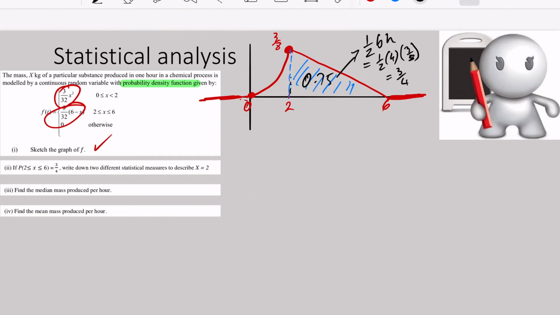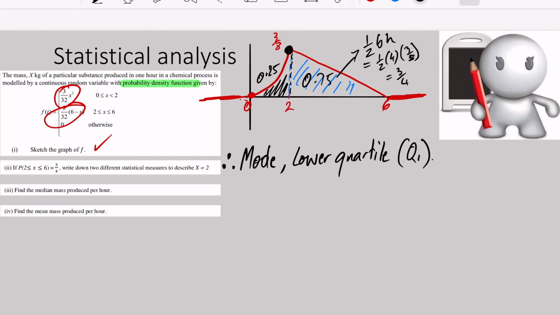Now look at x is equal to 2 over here. We've got our peak. So therefore, one way to describe this point is the mode. Now the other way to describe this, well, the area on this side is going to be 0.25, so therefore it's my Q1, my lower quartile.